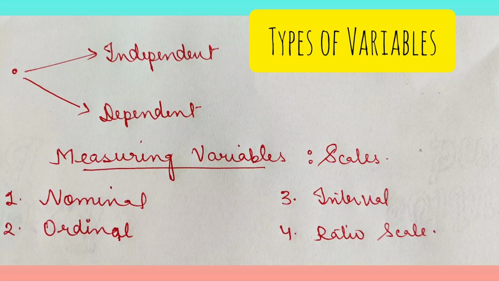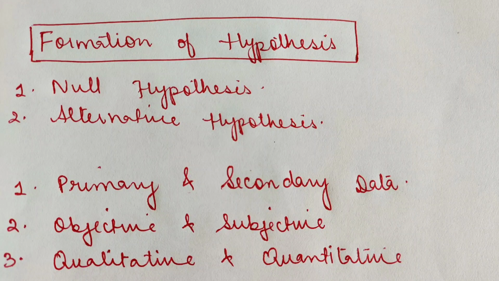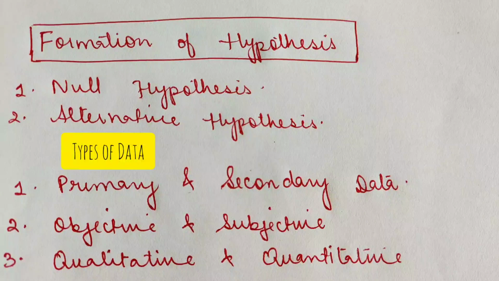Then the types of variables. You should know what variables are in the first place, the different types of variables, and how to measure them. There are some scales through which we can measure the variables, so you should study about them as well. The next topic is hypothesis and the formation of hypothesis. You should be very clear about the concept of hypothesis, because it is one of the most important terms in research. So be very clear about it and study thoroughly.